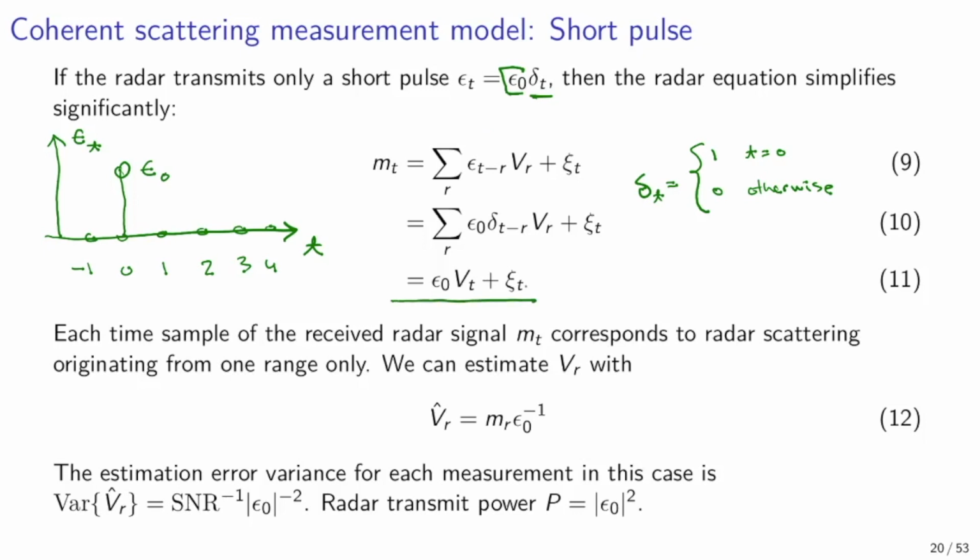The received radar signal m sub t can be directly mapped to radar scattering originating from each range. We merely need to divide m by epsilon naught to obtain an estimate of the scattered complex voltage V sub r. The estimator for scattered complex voltage is shown in equation 12. In this case, the estimation variance is 1 over signal-to-noise ratio divided by the magnitude squared of the transmit pulse. In this case, the magnitude squared of epsilon naught corresponds to radar transmit power. This means that the more power we transmit, the smaller our estimation errors are.